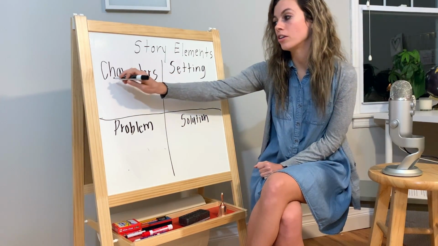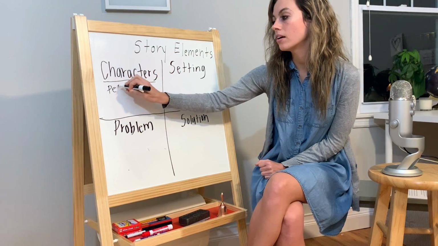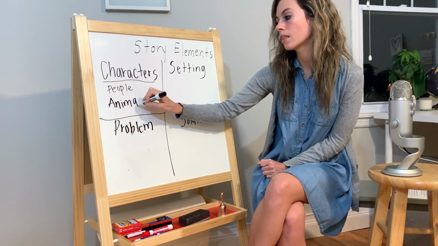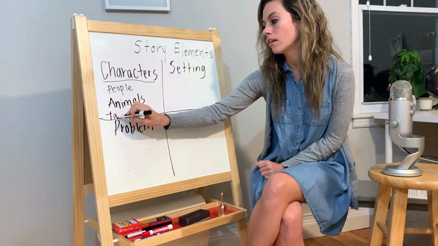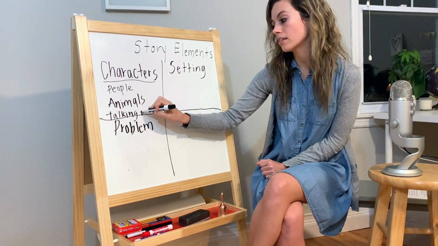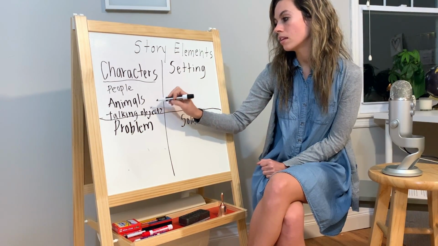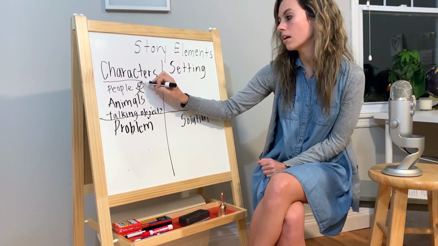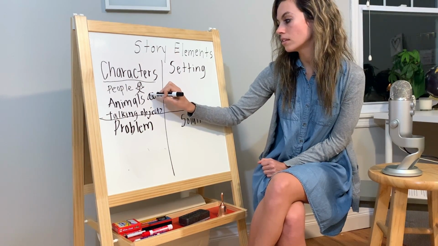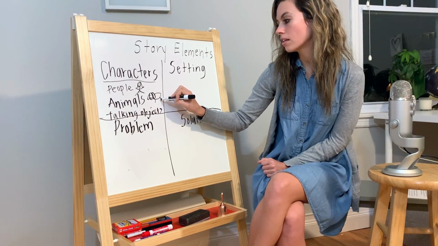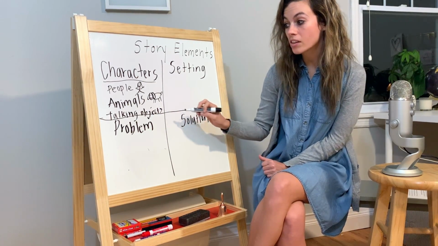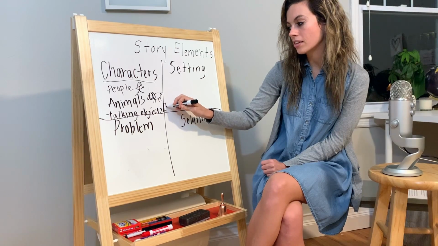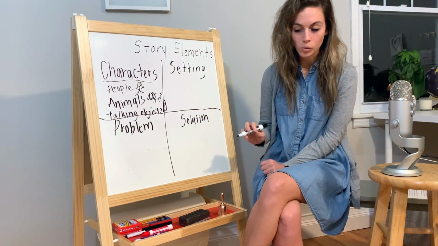So characters are usually the people, or they could be animals, and sometimes they're talking objects. So we have people, animals, and sometimes talking objects, like in the book that we read last week, The Day the Crayons Quit, how the crayons would talk and tell stories.